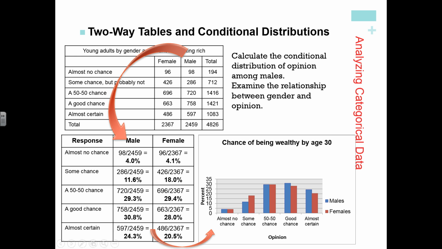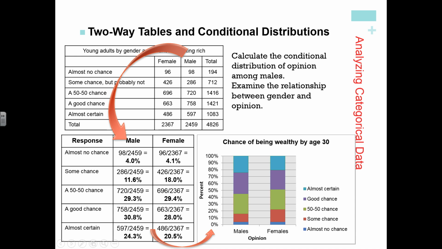A side-by-side bar graph allows you to analyze the two variables by looking at the heights of the bars. So for instance, good chance, I see here that more males believe they had a good chance of being rich than females, and vice versa. Down here we see that more females believe they had some chance than males. As well, you can see that for almost no chance, that's about even. About 4% of both groups said they had almost no chance of being rich.